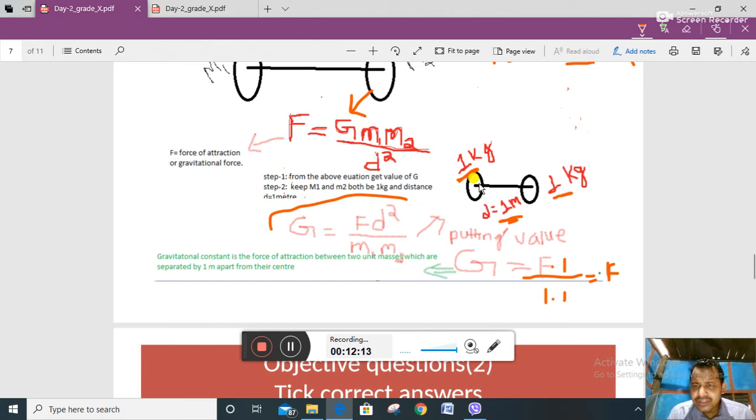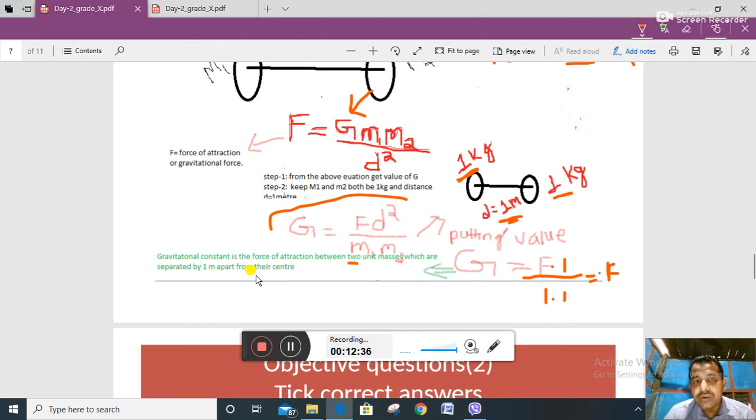If you introduce a constant in that way, we define it in the same manner. There will be 2-3 definitions in physics at your level which you will define in the same way. Gravitational constant is the force of attraction between two unit masses which are separated by a 1 meter distance apart.